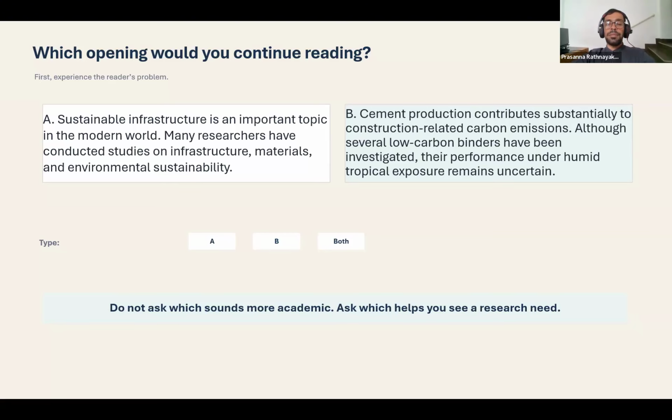Those who have chosen B and both, all must be having this problem. You all should encounter this problem. Look again at B, look again at the sentence and identify the exact wording that created a sense of research need. What words made the sense of a research need? Can you respond in chat? Those who have opted B, tell me now.